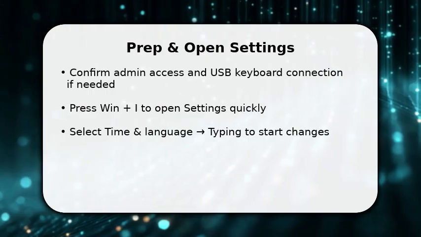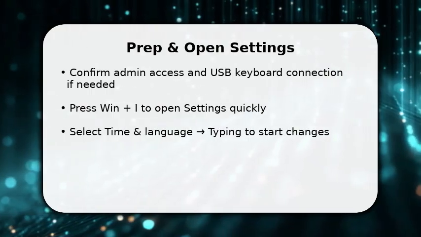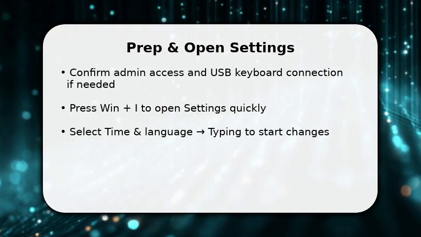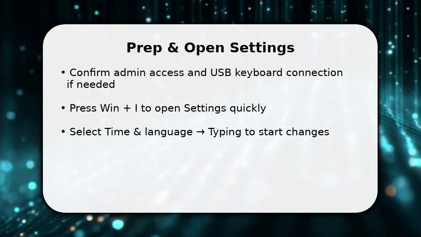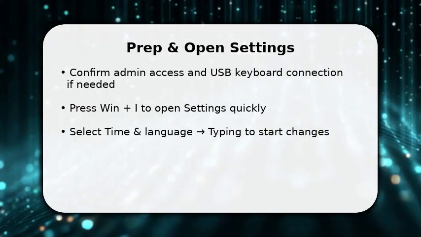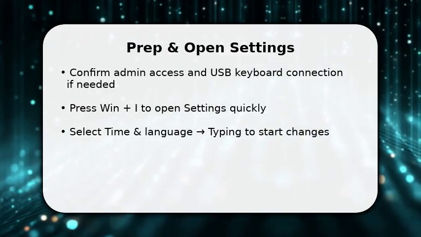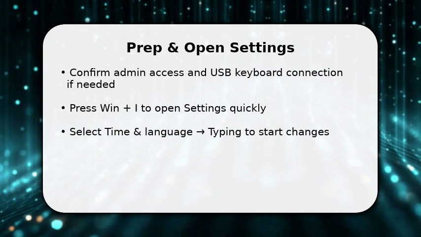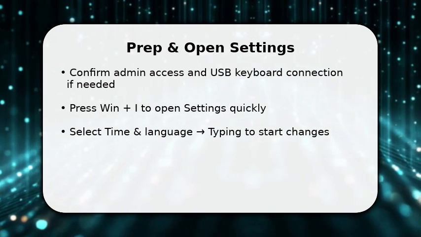Once settings is open, navigate to time and language, and then typing. This is the hub for keyboard behaviors. Make sure to keep the on-screen keyboard available if your physical one fails so you can continue. These steps put you directly where Windows stores keyboard preferences and input methods.